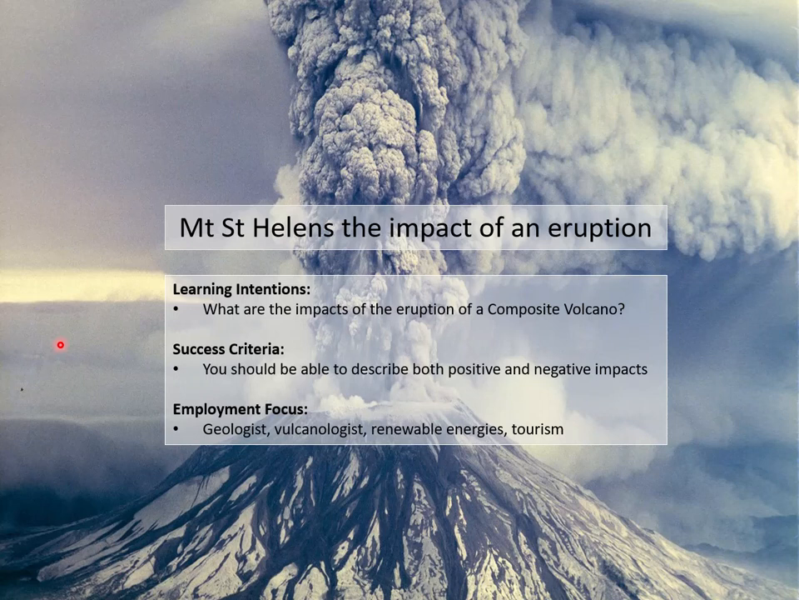Hi guys, so in this video I'm going to be giving you a detailed analysis of what happens when a volcano explodes. If you've watched my lesson on the causes of volcanoes, you'll know that we're focusing on composite volcanoes, and that's ones like you can see in the picture in the background right now. You'll know that they're explosive, quite violent eruptions, and we need to understand in this lesson what the impacts of those eruptions are. Are they all negative, or are there positives to be found as well?